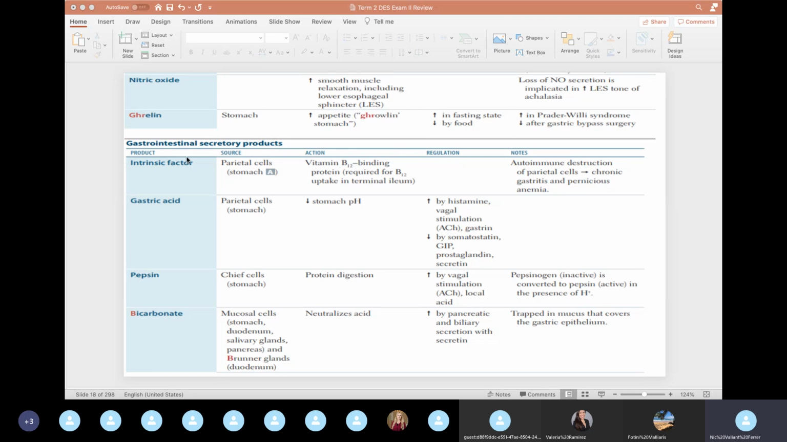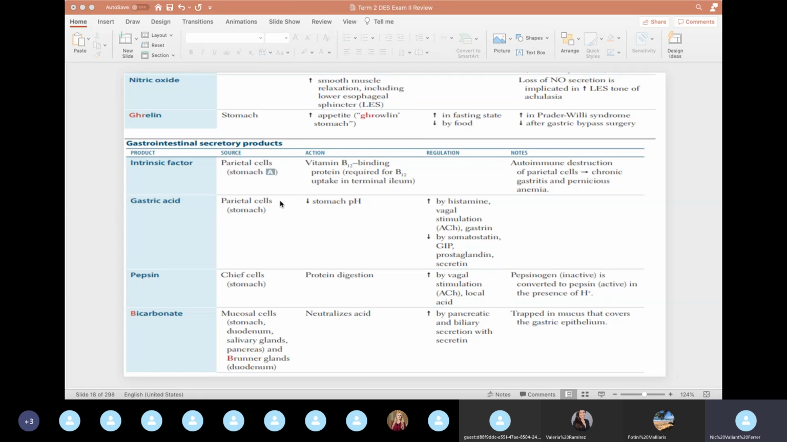Okay, we're on the home stretch. Intrinsic factor, of course, from the parietal cells. This is your vitamin B12 binding protein. This is required for B12 uptake in the terminal ileum. So if I don't have intrinsic factor, if I cut off part of my stomach, can I still absorb vitamin B12? No, you cannot, because it needs the intrinsic factor. Even though there's a lot of vitamin B12 flowing in your body, if you don't have intrinsic factor, then it cannot be absorbed in the terminal ileum.